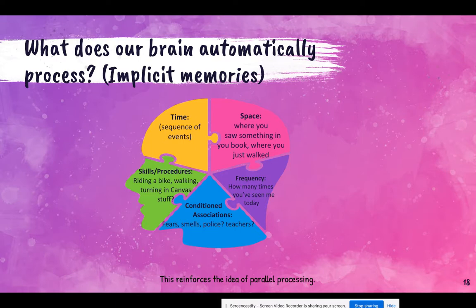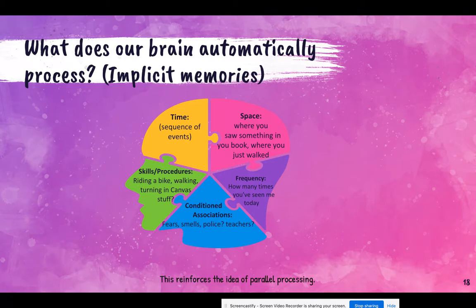So there are 5 different areas that would be included. We know that we automatically process things related to time, space, and frequency. Okay. Time would be like the sequence of events. So when I say, walk me through everything that you did today, you can go through the whole day in order. Space would be like where you walked, right? Or how you got to a classroom. Or I don't know if you've ever driven home and then you're like, gosh, I don't even remember driving home. It's because it's so automatic to you now that you just do it.